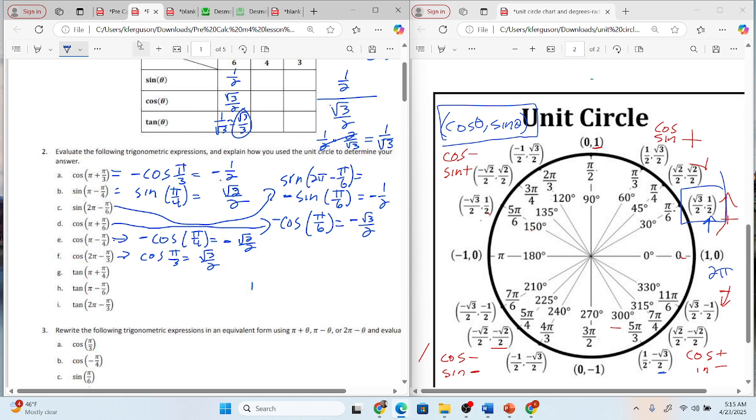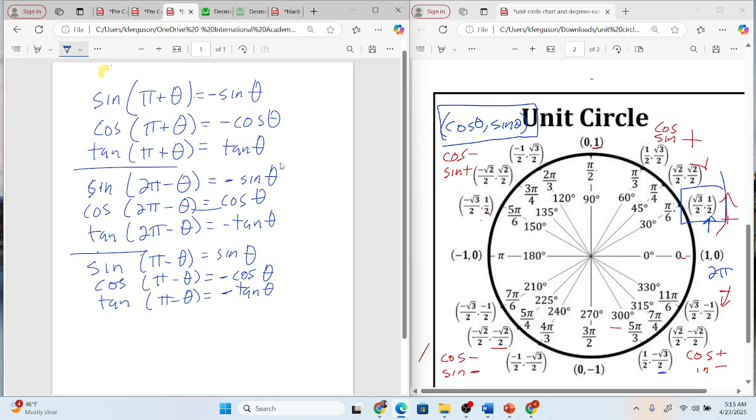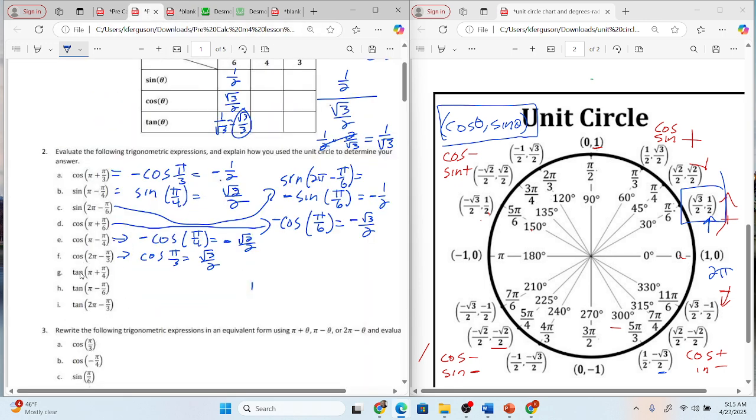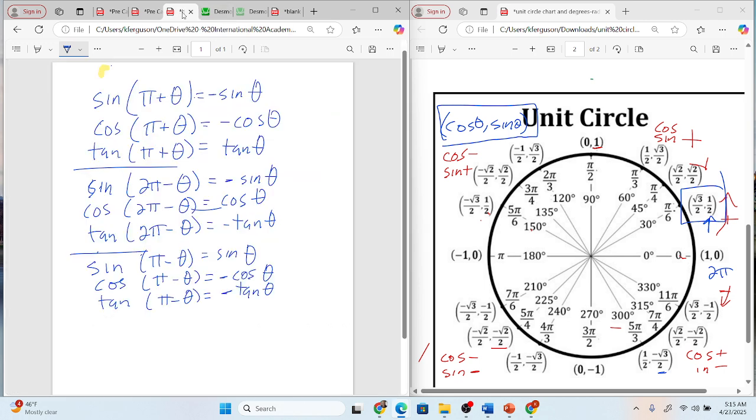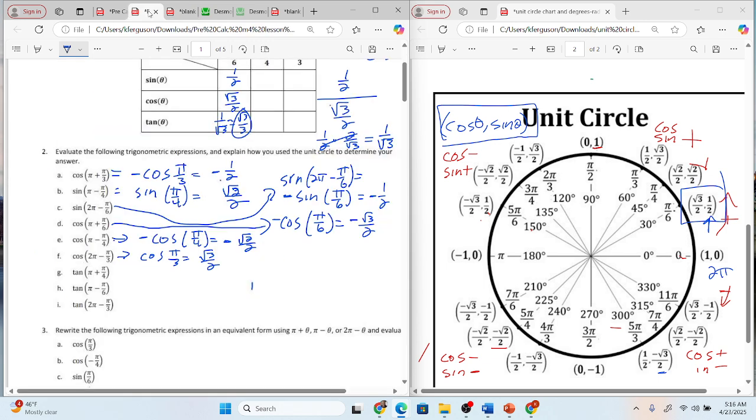All right, so now let's go to tangent. Tangent for this one is pi plus pi over 4. So tangent of pi plus theta is positive. So this is going to be a positive tangent of pi over 4. So the question is, what's pi over 4? Well, pi over 4 for cosine and sine are the same value: square root of 2 over 2, square root of 2 over 2.